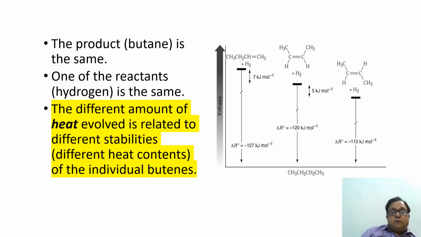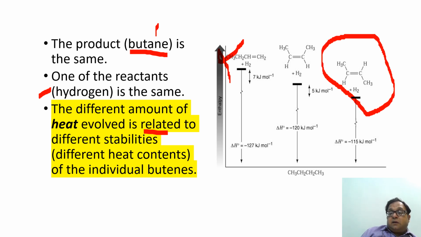This is the energy diagram for the heat of hydrogenation. Here the product is the same, that is butane. One reactant is also the same, that is hydrogen. Now what is the difference? The difference is the amount of heat evolved, and this amount of heat evolved is related to the different stability. In this diagram, this 1-butene molecule is at the top position with the highest energy, and trans-2-butene is at the lowest position with the least energy.